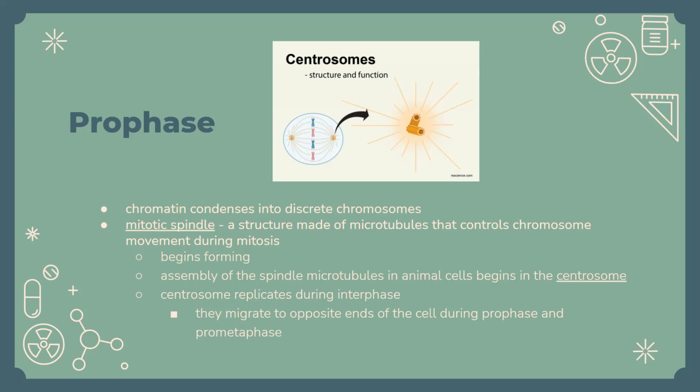The assembly of all the microtubules involved in the spindle begins at something called a centrosome, which is depicted in this drawing on top. And the centrosome replicates during interphase and eventually migrates to opposite sides of the cell during prophase.